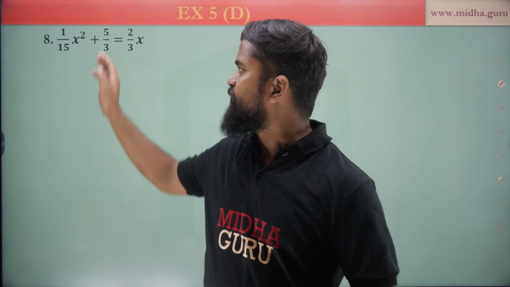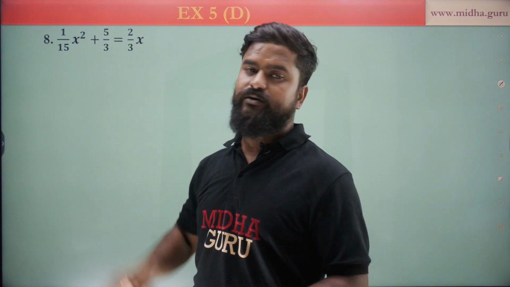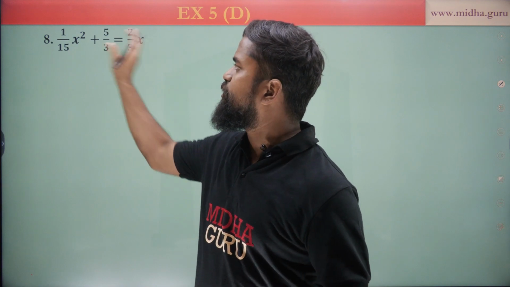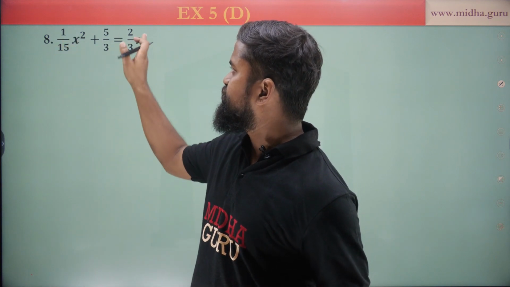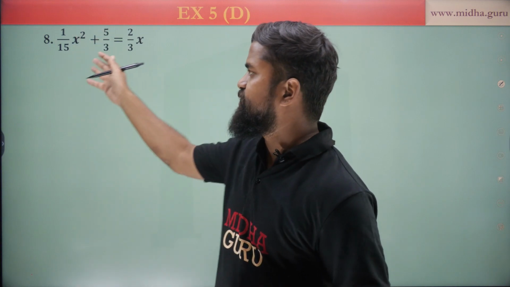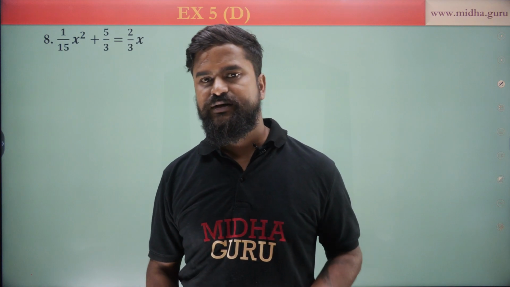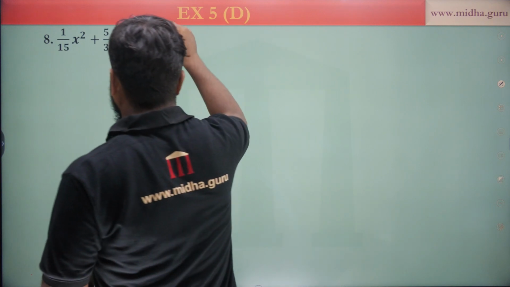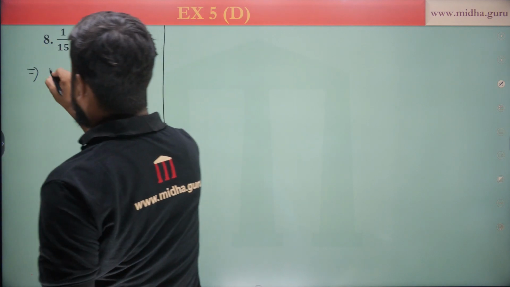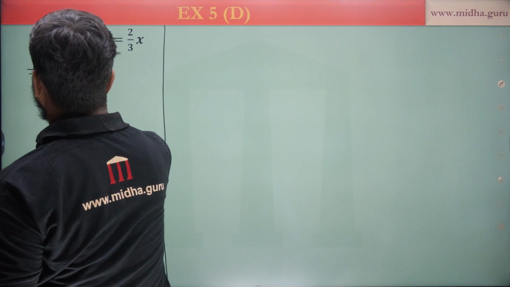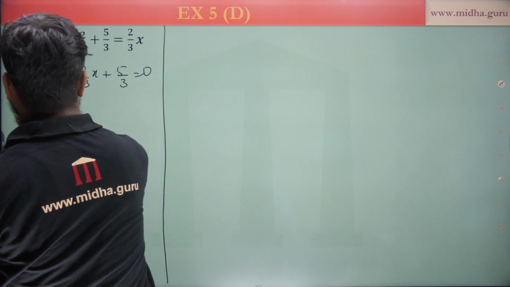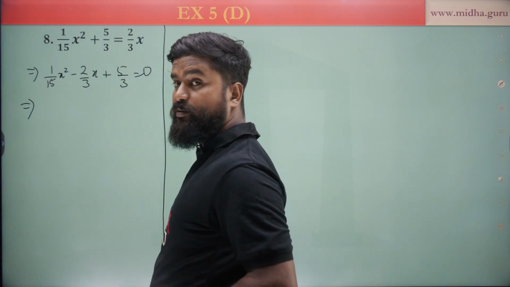The next equation is 1 by 15x square plus 5 by 3 is equal to 2 by 3x. Like the earlier problem, we can start solving right away by bringing all of them together, taking a as 1 by 15, b as minus 2 by 3 and c as 5 by 3, or we can take the LCM, remove that denominator from all the fractions and then see the equation in the standard form. So first I'll bring this term, that is 2 by 3x, to the other side. The equation becomes 1 by 15 x squared minus 2 by 3 x plus 5 by 3 is equal to 0. Clearly the LCM of the denominators is 15.